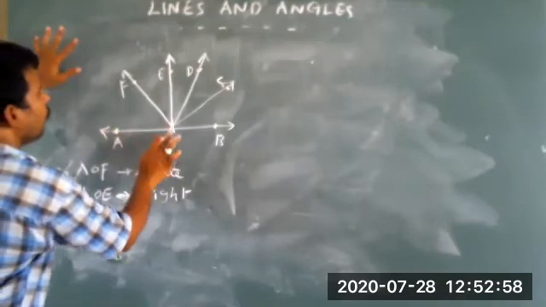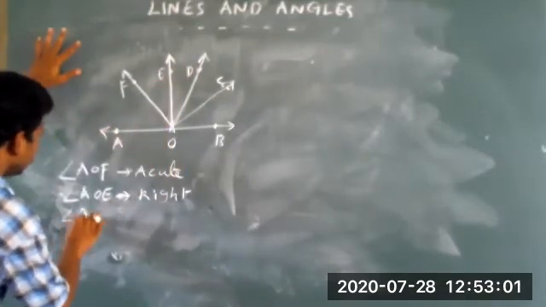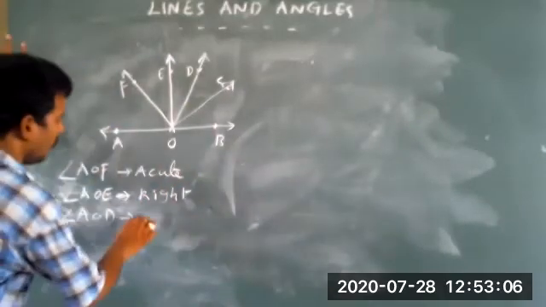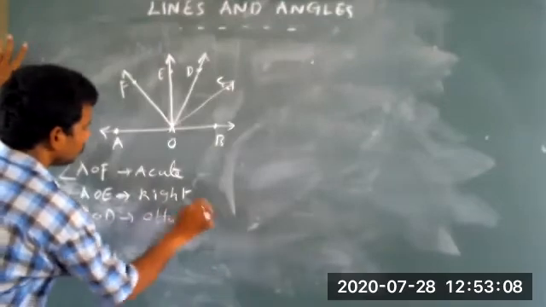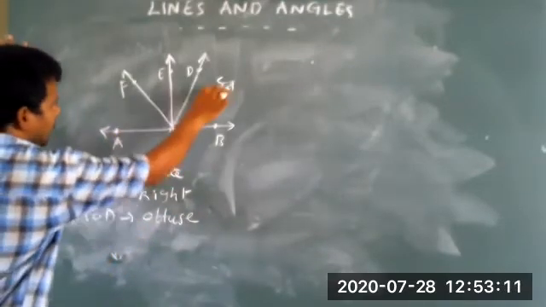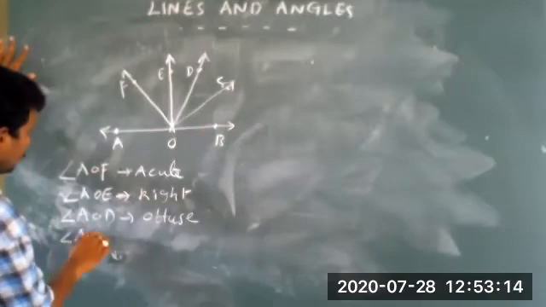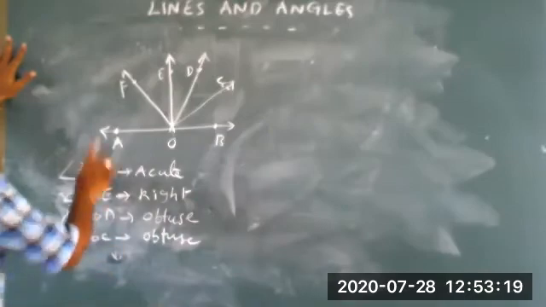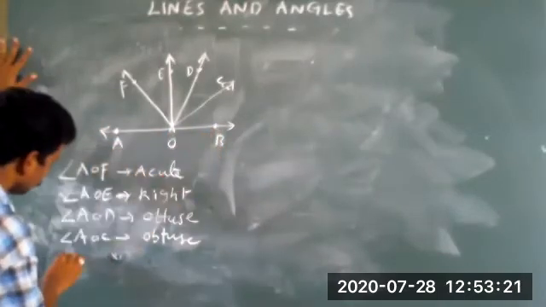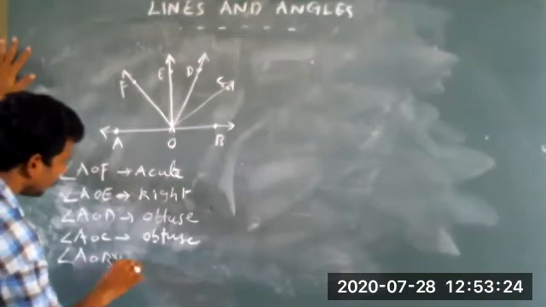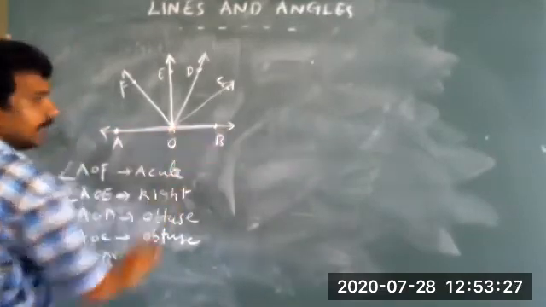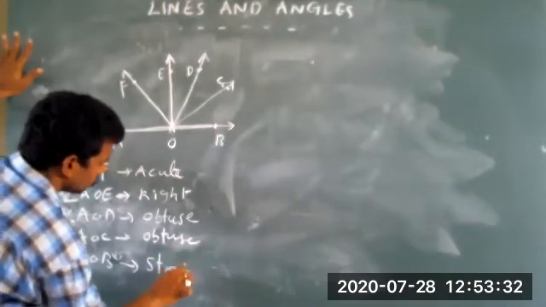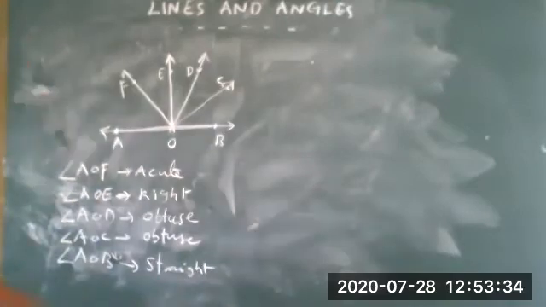Angle AOD, it is more than 90 degrees, so obtuse angle. Now angle AOC, it is also more than 90 degrees, obtuse angle. Now angle AOB, it is a straight line. What is this? Straight angle. It is a straight angle.